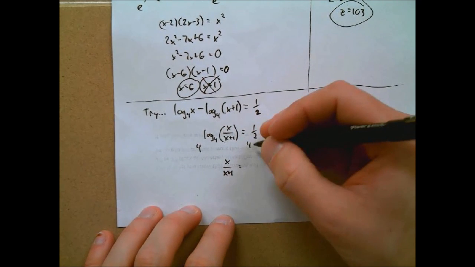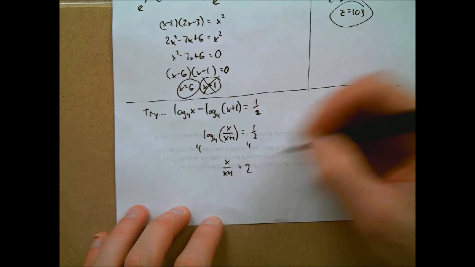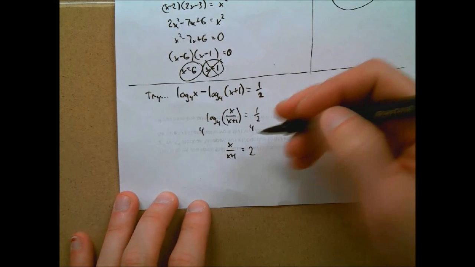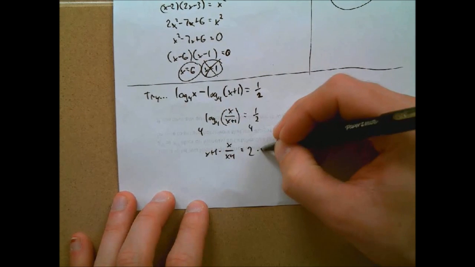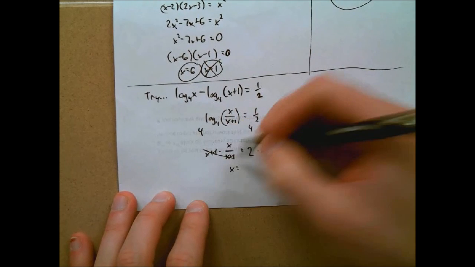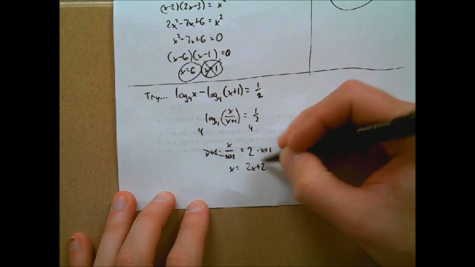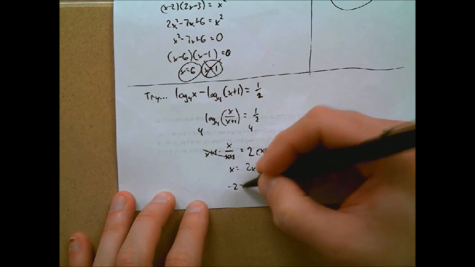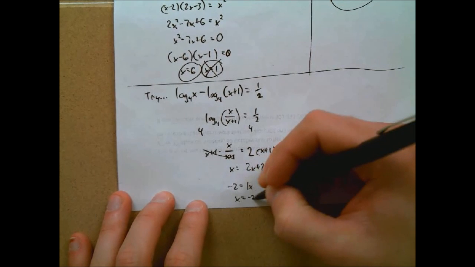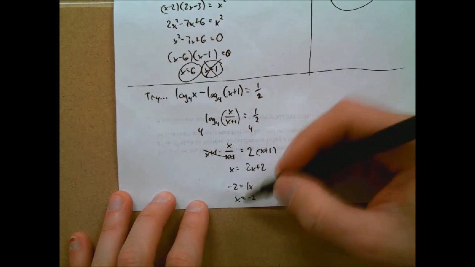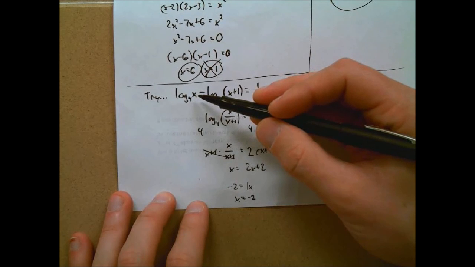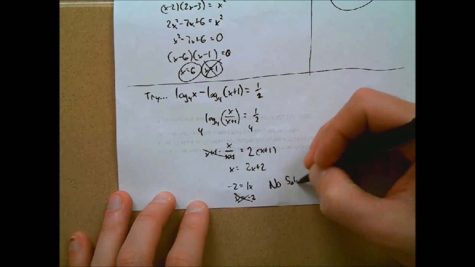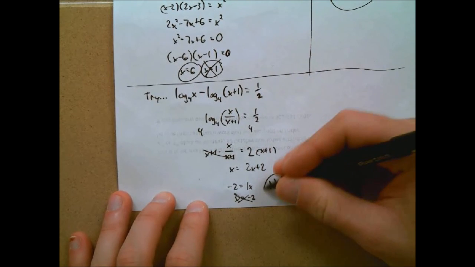What is 4 to the 1/2? 2. At this point, we've got to get that pesky x plus 1 out of the denominator, so we multiply both sides by x plus 1. We're left with x equals 2x plus 2. Subtract the x over, subtract the 2 over. So we have -2 equals x. But when we check it back in, log base 4 of -2 doesn't exist. And so the answer is there is no answer. Okay?